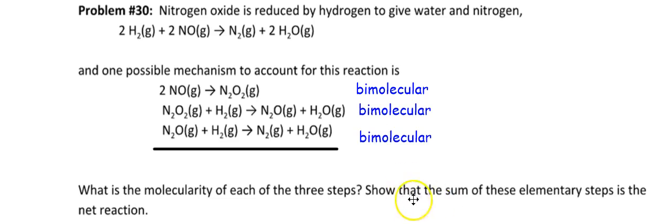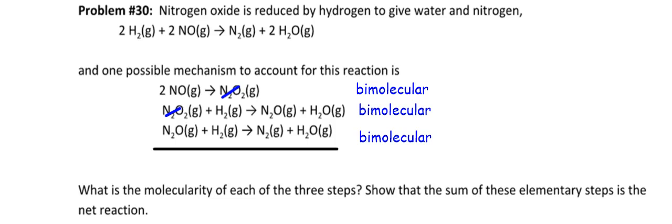So then what? Show that the sum of these elementary steps is the net reaction. Okay, so what can I cancel out? Why don't you take a minute out and do that on your own? Okay, hopefully you got it. So we have NO2 or N2O2, what do I call those? I call those intermediates, right? Because they are created, then used up.